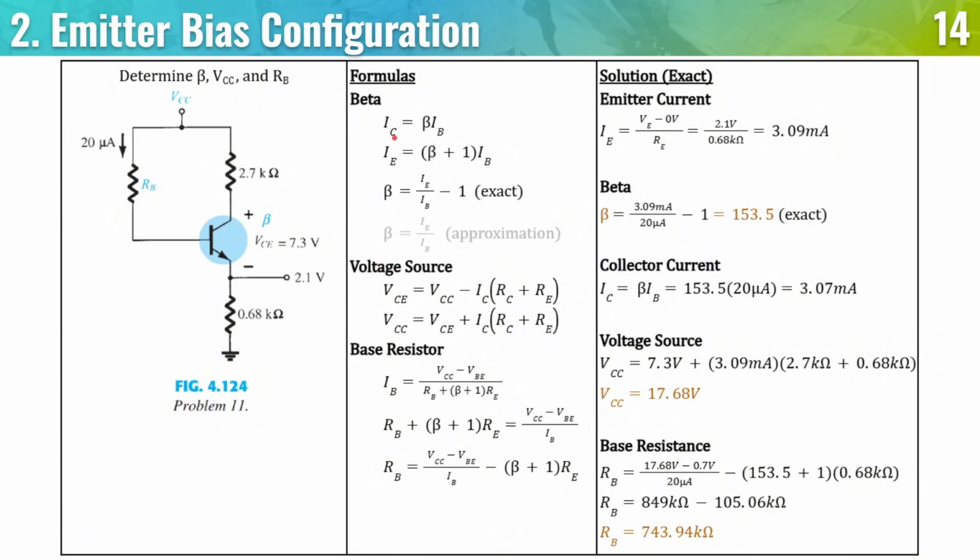So IE is equal to beta plus 1 times IB. And if we rearrange it, we're going to get beta is equal to IE over IB minus 1. So this is the exact one. So at this point, I have reached until this point already. The emitter current I mentioned earlier is 2.1 volts minus 0 all over 0.68 kilo ohms, which leads us to 3.09 milliamperes. So if this one is 3.09 milliamperes, and we already know what our beta is, we can use this already.